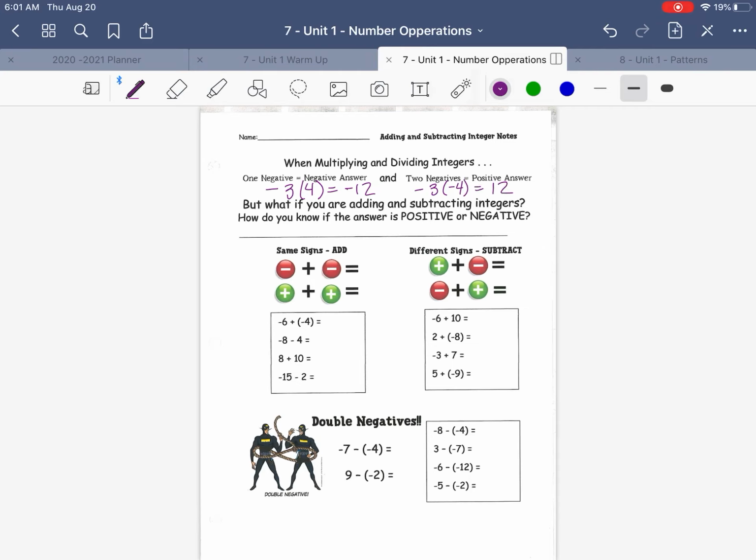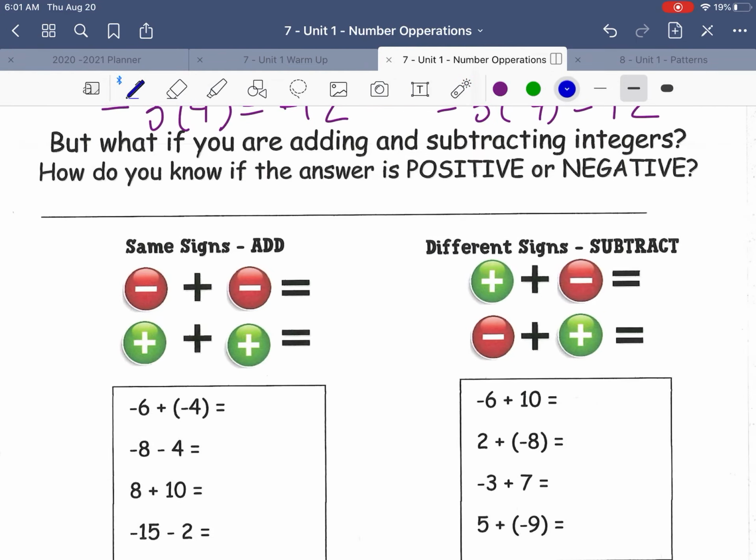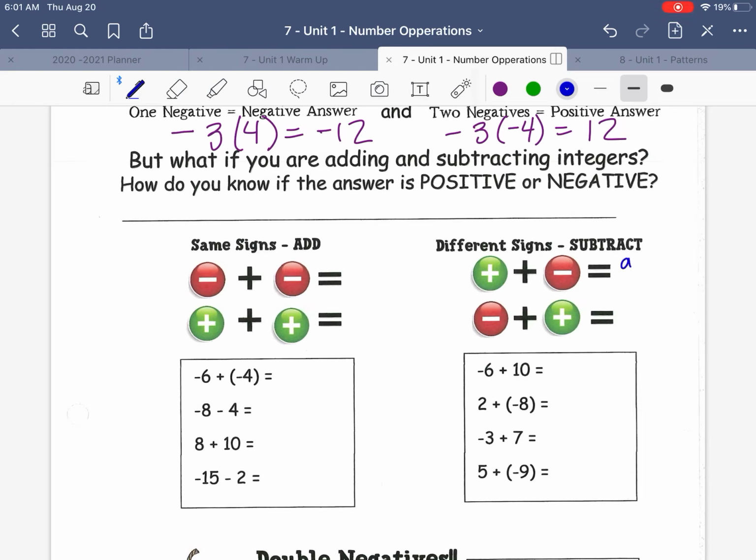Okay? So we're going to go ahead and add on to this by doing adding and subtracting integers. If we're adding and subtracting integers, then we're looking at, are the signs the same or are the signs different? If the signs are the same, we're just going to add them. If the signs are different, then we're going to subtract them, and our answer is going to be the sign of the larger number. I'm going to go ahead and add that over here. Our answer is the sign of the larger number.